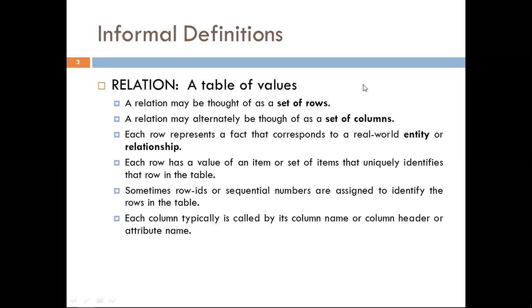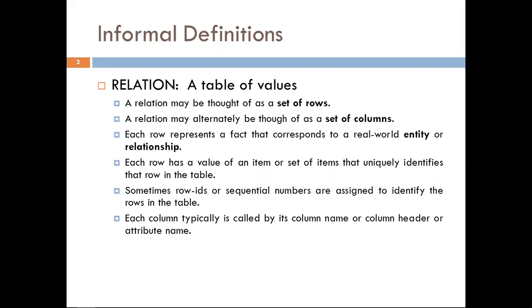Informally, we can define a relation as a table of values. A relation may be thought of as a set of rows or a set of columns. Each row represents some fact of the real world, called an entity or relationship. In our terminology, we call each row a tuple. Each row has a value of an item or set of items that uniquely identifies that particular row in a table. So no two rows will have the same data for all the attributes; at least one of the attributes should be different.